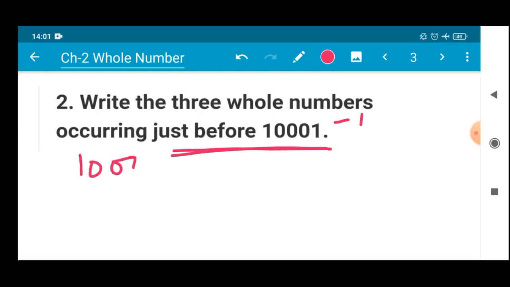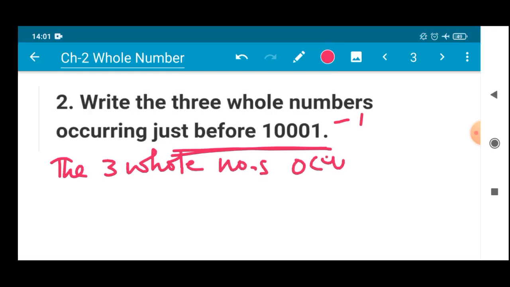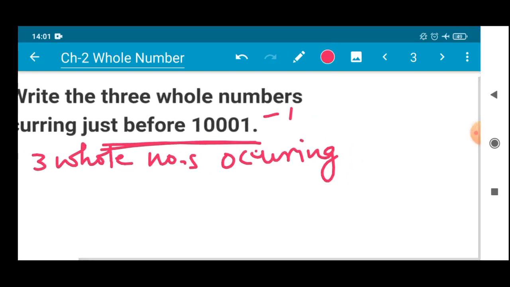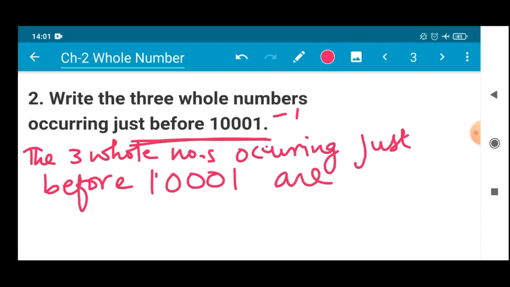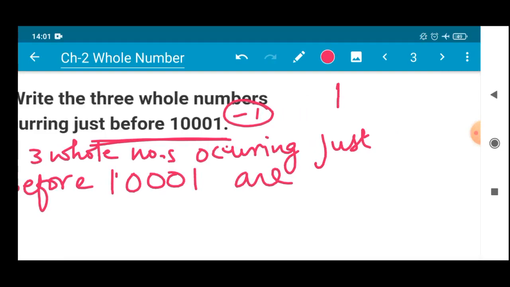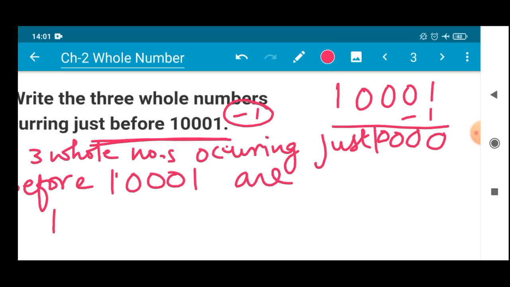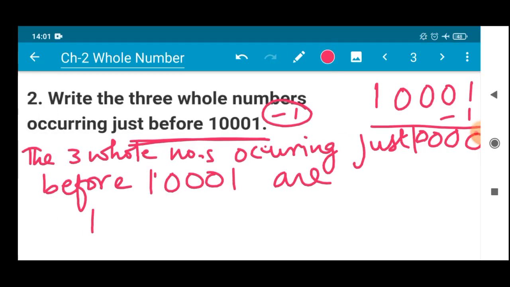So let me write the statement first. The 3 whole numbers occurring just before 10,001 are... What I have told you is to subtract 1, right? So 10,001 minus 1 we have to do. Now 1 minus 1 is 0, 0, 0, it is 10,000, isn't it? So the first whole number that comes before 10,001 is 10,000.